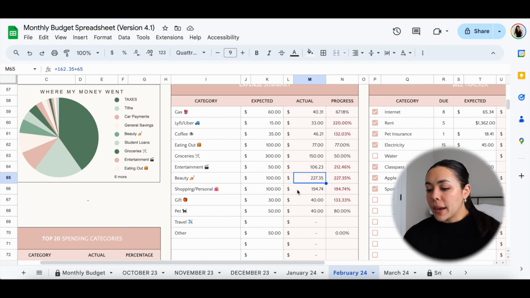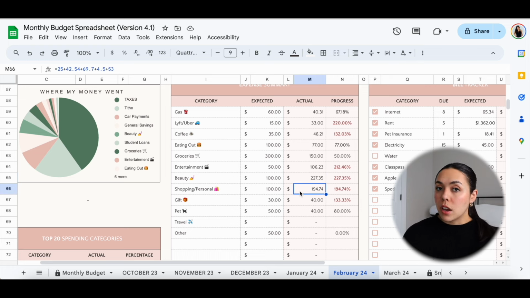Shopping and personal, I budgeted $100. I spent $194. This is things like Amazon and Target runs, little things like that. So yeah, also over what I was wanting to spend, but things just kept piling up, it seemed.